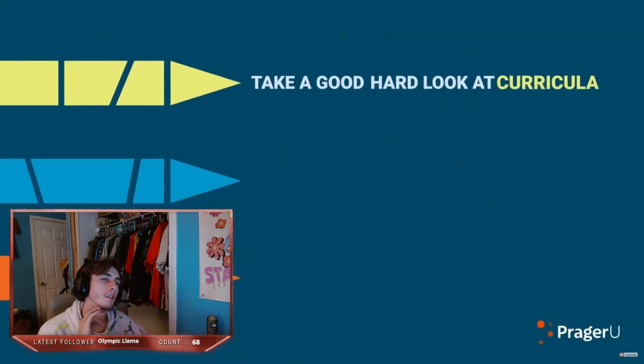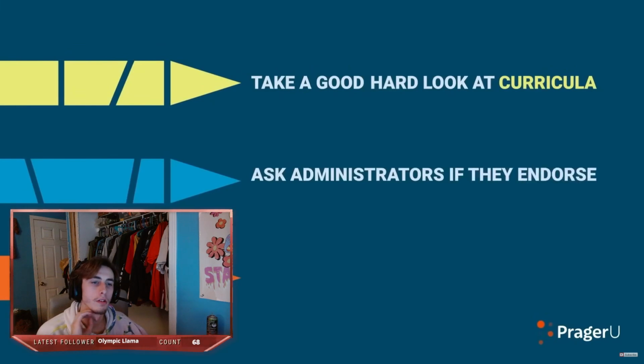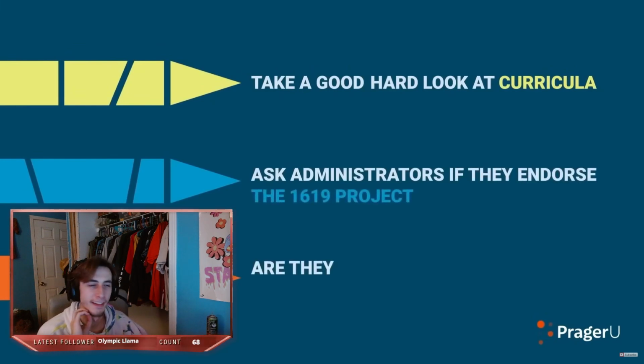So find out what's being taught in your kid's school. Take a good hard look at curricula. Ask administrators if they endorse the 1619 project. Are they pushing diversity?